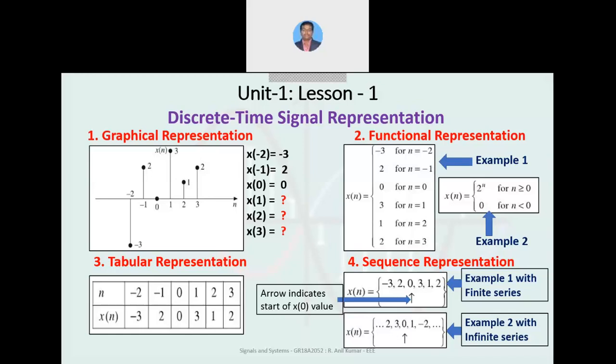For x of minus 1 we need to go to the left side of that arrow: x of minus 1 is 2, x of minus 2 is minus 3. Similarly, if we go to the right side of this arrow, the values of the samples are positive. That is, x of 1 is 3, x of 2 is 1, x of 3 is 2. The first example is a finite series, and similarly we can write an infinite series also.